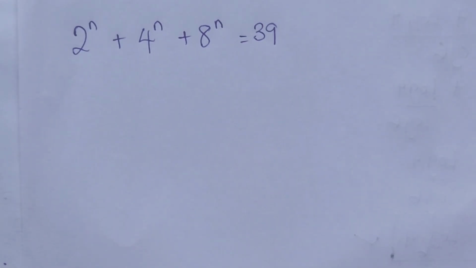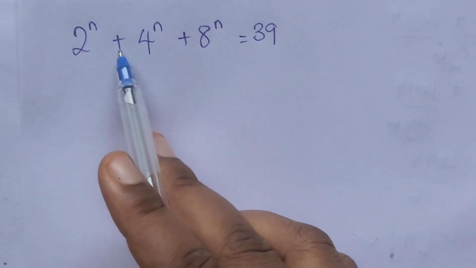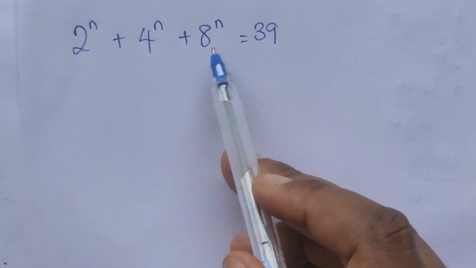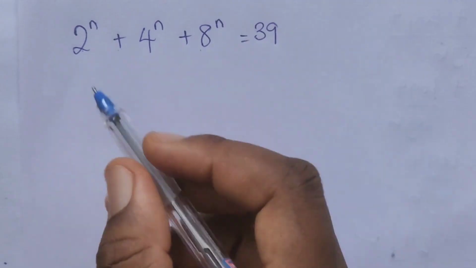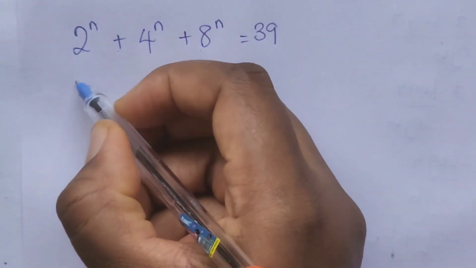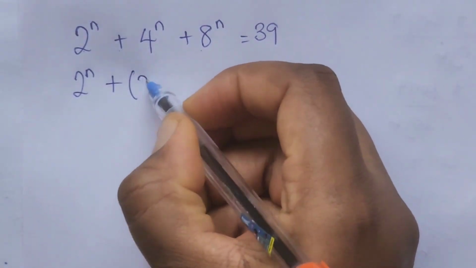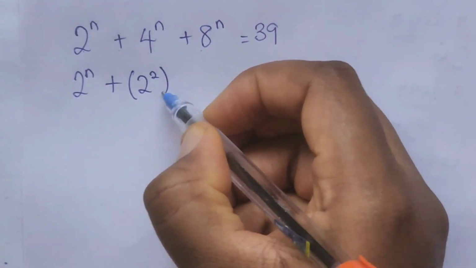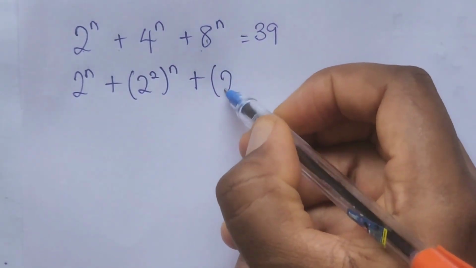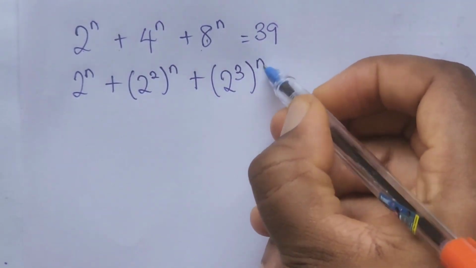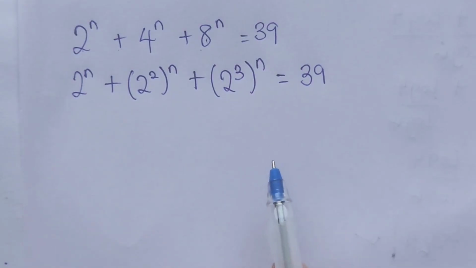So today we want to resolve this problem. We have 2 to the power of n plus 4 to the power of n plus 8 to the power of n to be equal to 39. So from here, 4 to the power of n is the same as 2 to the power of 2 further raised to the power of n, plus 8 is 2 to the power of 3 further raised to the power of n, which is equal to 39.